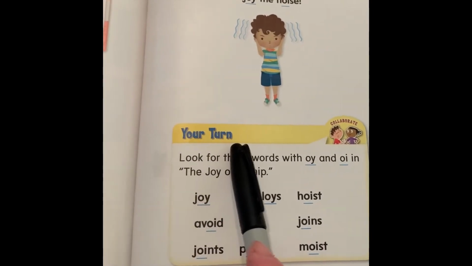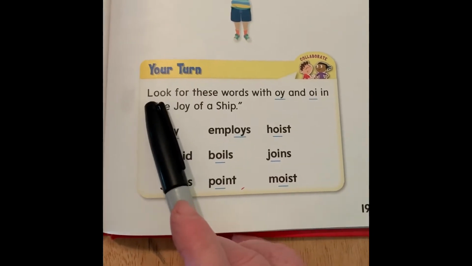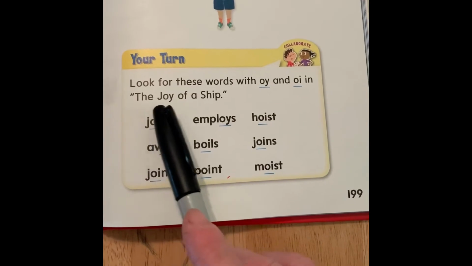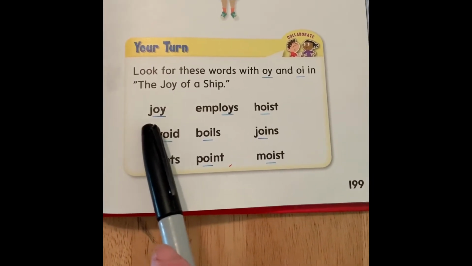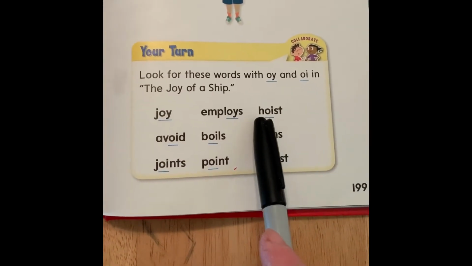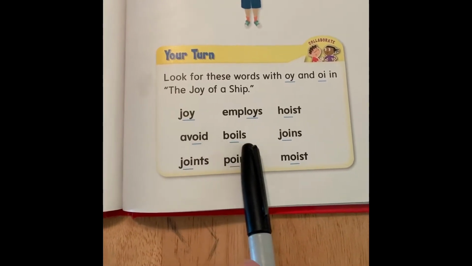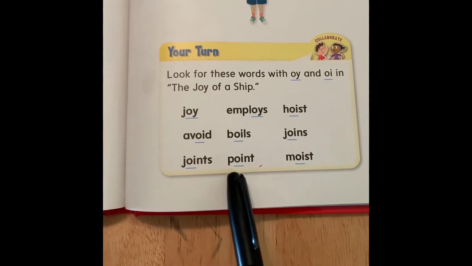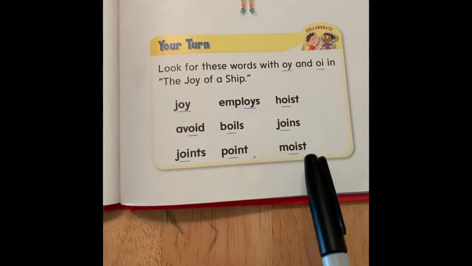Your turn. These are words we're going to see in the passage we're going to read right now. It says, look for these words with O-Y and O-I in The Joy of a Ship. The first word is joy. The next one, employs, hoist, avoid, boils, joins, joints, point. The last one is moist.